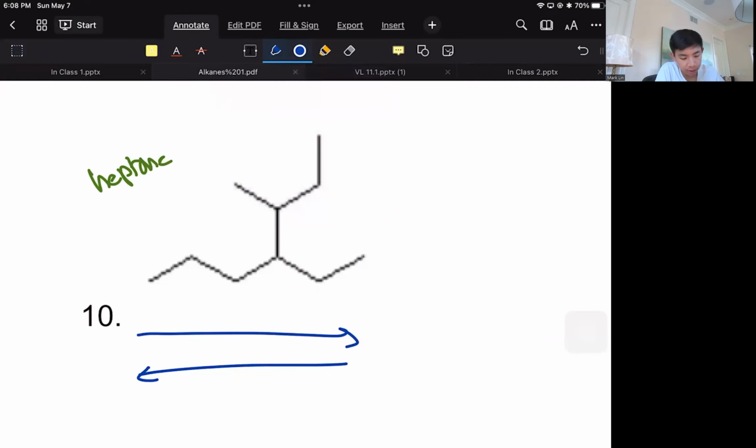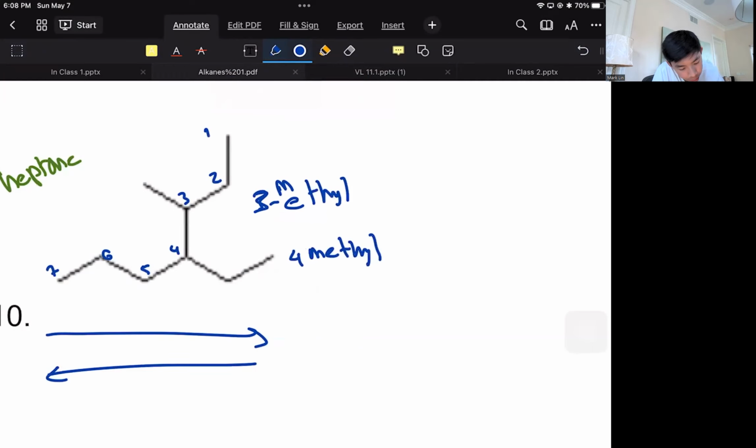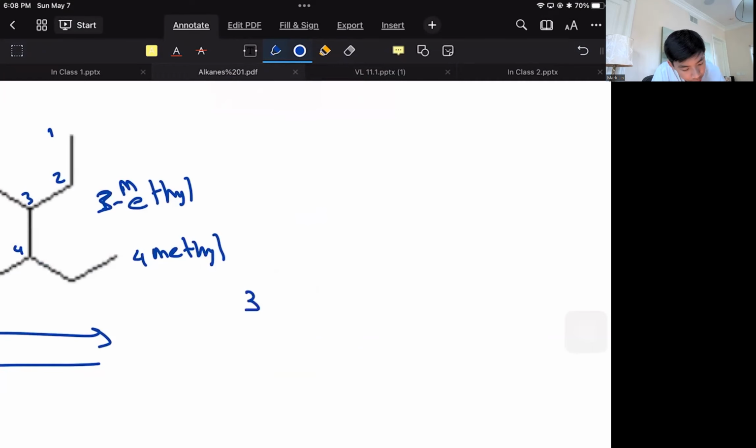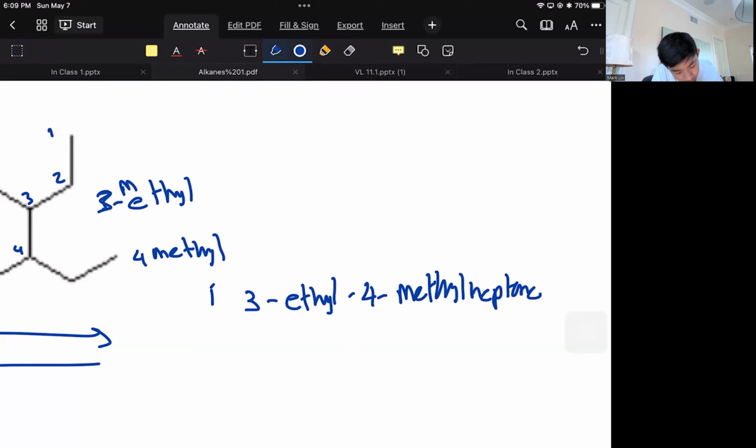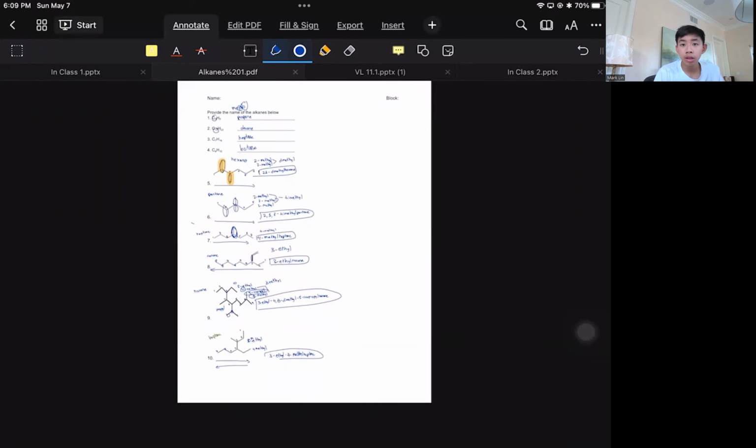Going right to left. So let's number them and name them. Number 3, we have an ethyl, or methyl, my bad. And number 4, we have a methyl. So it's going to be 3-ethyl-4-methylheptane. All right, that's it. Yeah, later.